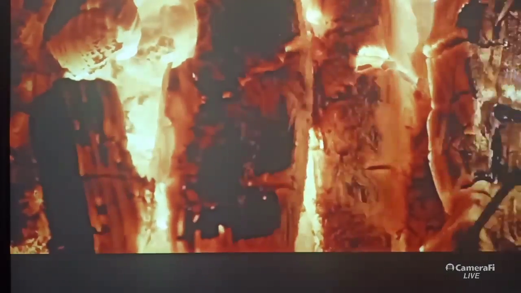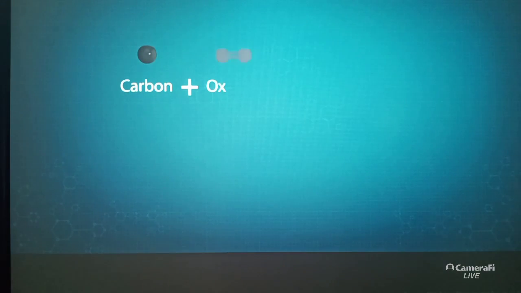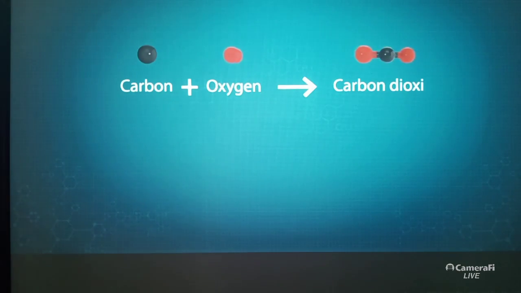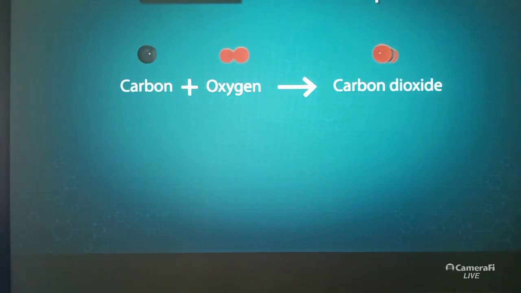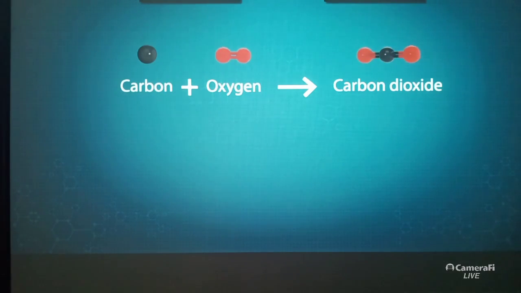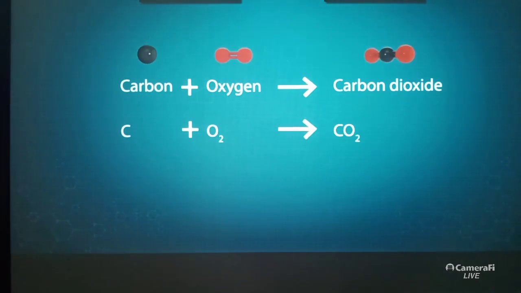Let's look at another example. In the burning of coal, carbon reacts with oxygen to form carbon dioxide. Here, carbon and oxygen are the reactants and carbon dioxide is the product. Solid carbon reacts with oxygen gas to form carbon dioxide gas.